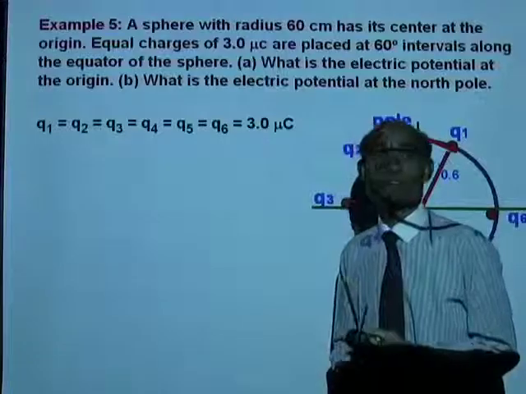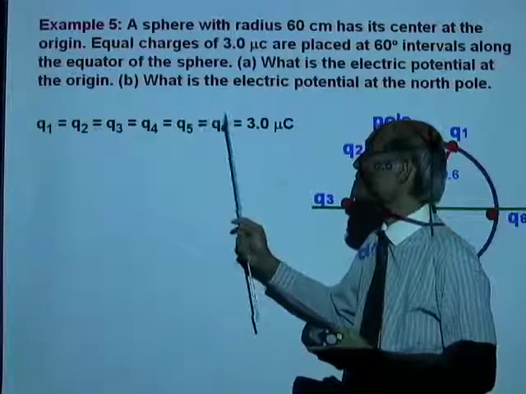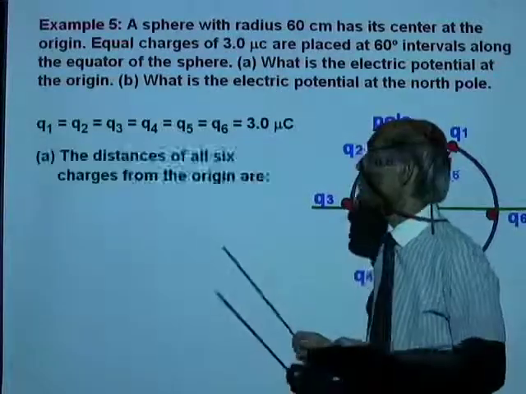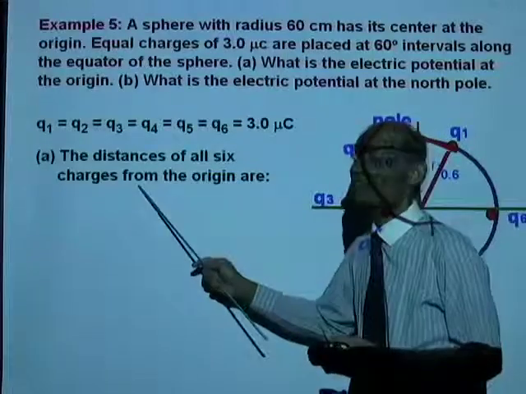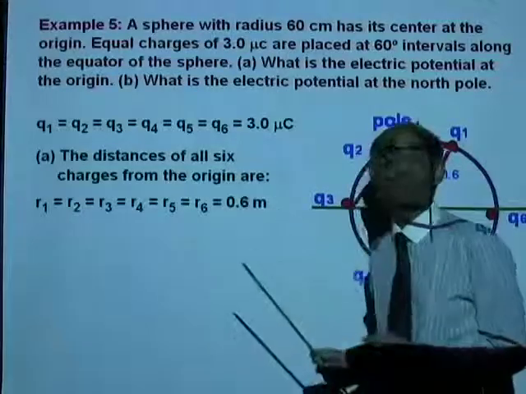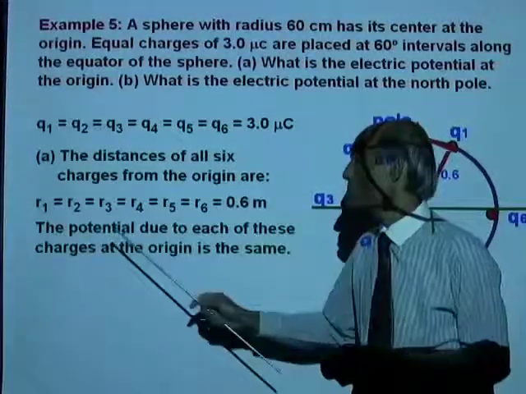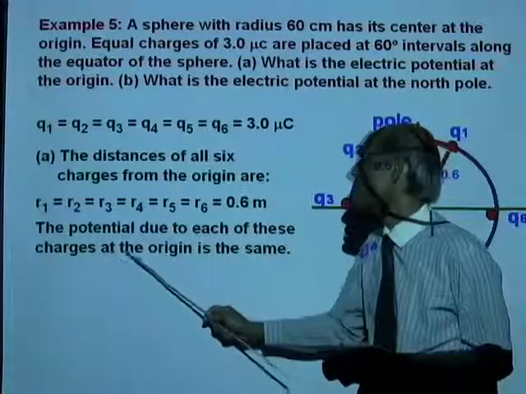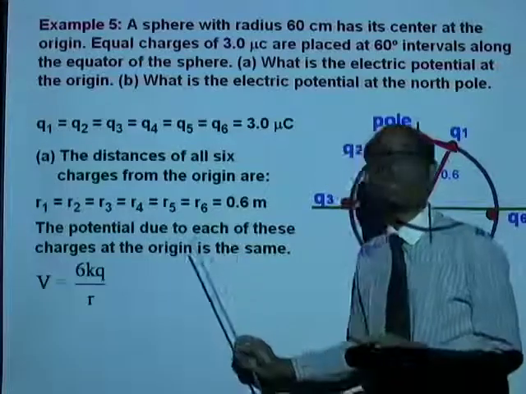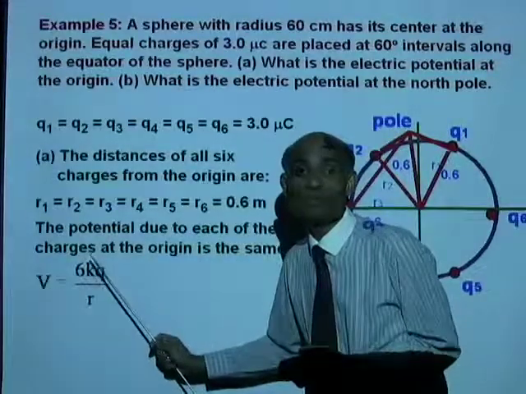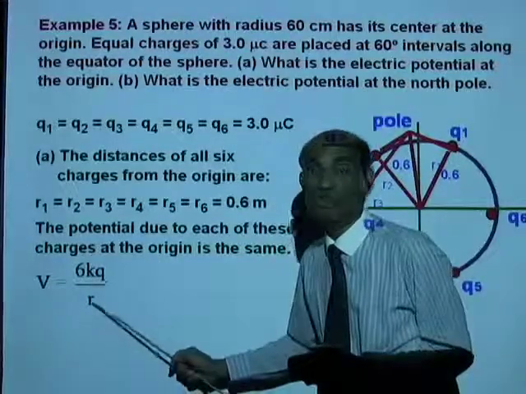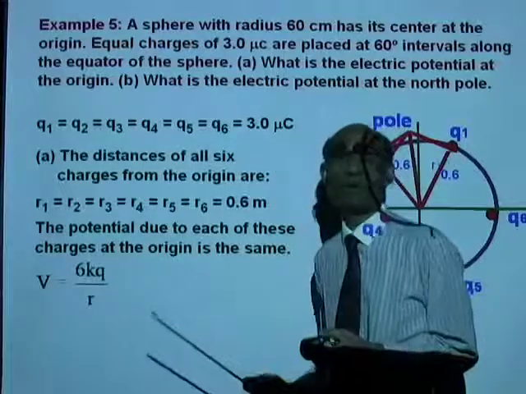So Q1 equal to Q2 equal to Q3 equal to Q4 equal to Q5 equal to Q6 equal to 3 microcoulomb. The distances of all 6 charges from the origin are all equal to 0.6 meter. The potential due to each of these at the origin therefore is the same. What is the total potential therefore? Each of them will contribute kq over r. Therefore, the total potential at the origin will be 6kq over r.